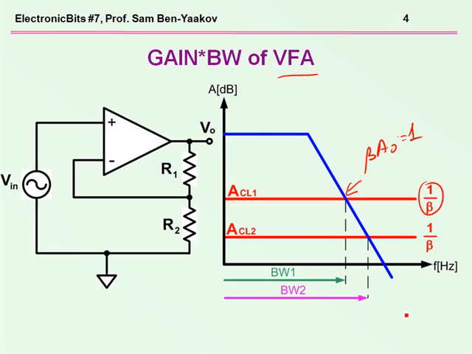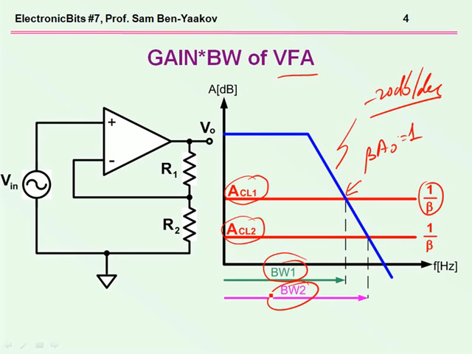And this is why, this being a minus 20 dB per decade line, you end up with the fact that when you multiply the closed loop gain in the first case times the bandwidth in the first case, or the closed loop gain in the second case times the bandwidth of the second case, you end up with pretty much a constant number. So in this case, either you get a large bandwidth with a small gain, or if you need a higher gain, then proportionally you lose the bandwidth.